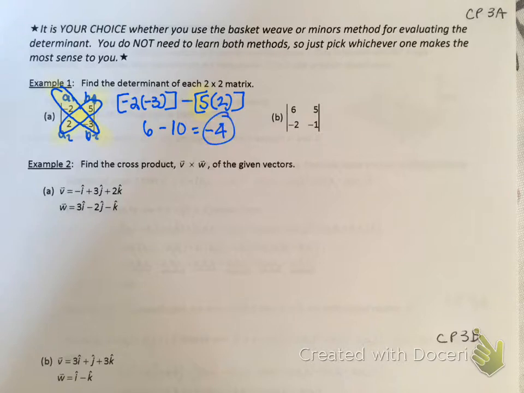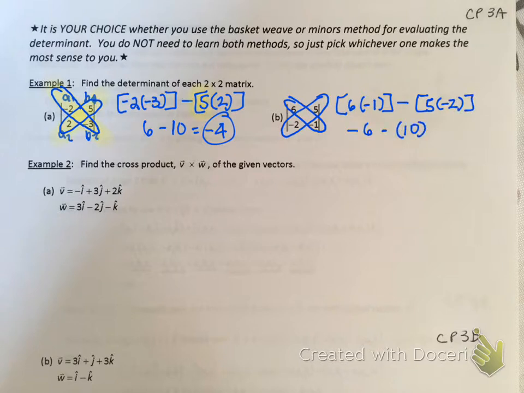Okay, let's move on to the next one. So once again, we're going to multiply the 6 and the -1 together. And then we're going to subtract off 5 times -2. And when I do that, I get -6 minus -10, which gets -6 plus 10, which equals a +4. Okay, so I got those two done.